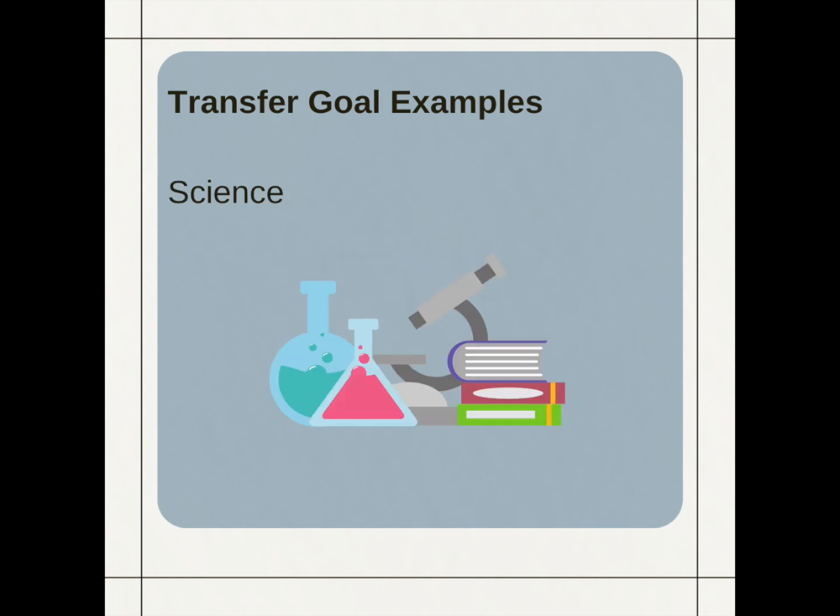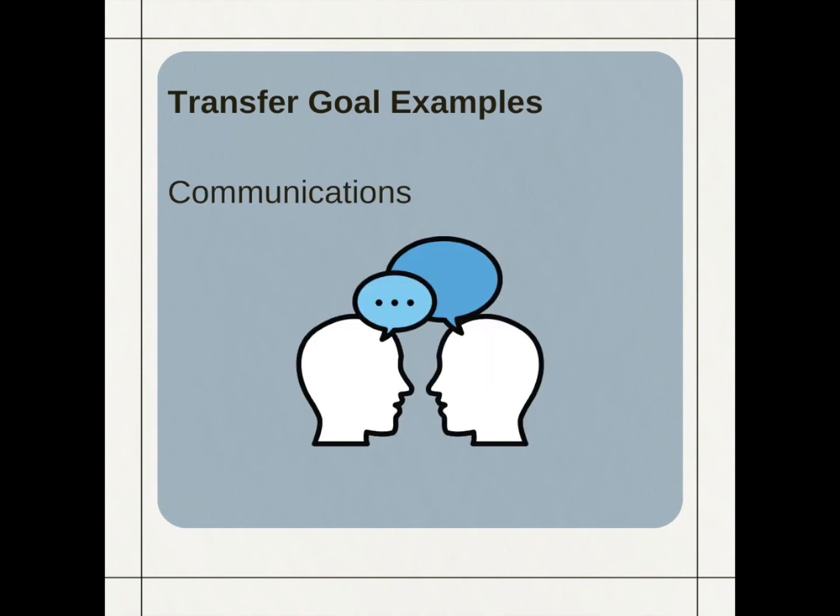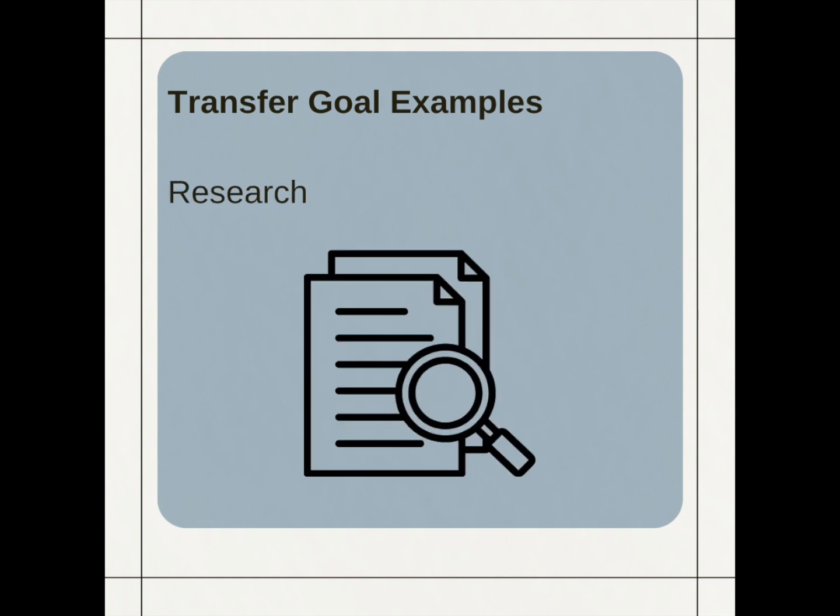For science, to have the ability to conduct a sound investigation to answer an empirical question. For communication, to effectively communicate for different purposes and varied audiences using appropriate media. For research, to locate and use pertinent information from varied sources, in other words, print, online, primary, and secondary.